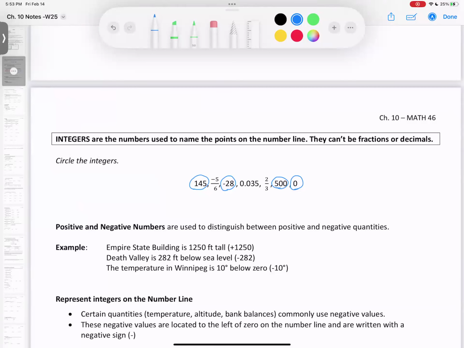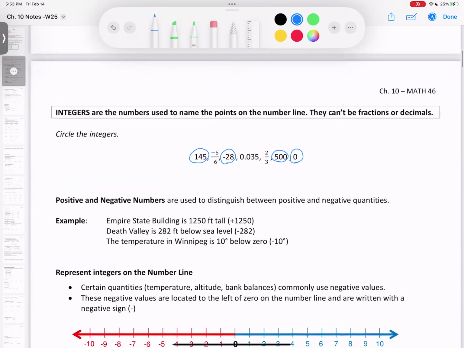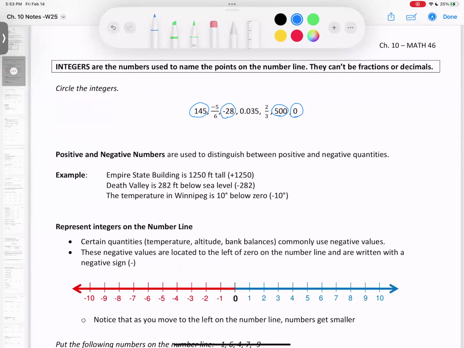Okay, now let's talk a bit about negative numbers. So far in math, we've always talked about positive numbers. Sometimes we also have negative quantities though. For example, if you're dealing with height, you can have the Empire State Building, which is 1,250 feet tall, above the ground. So that would be plus 1,250. But sometimes you have things below a reference point.